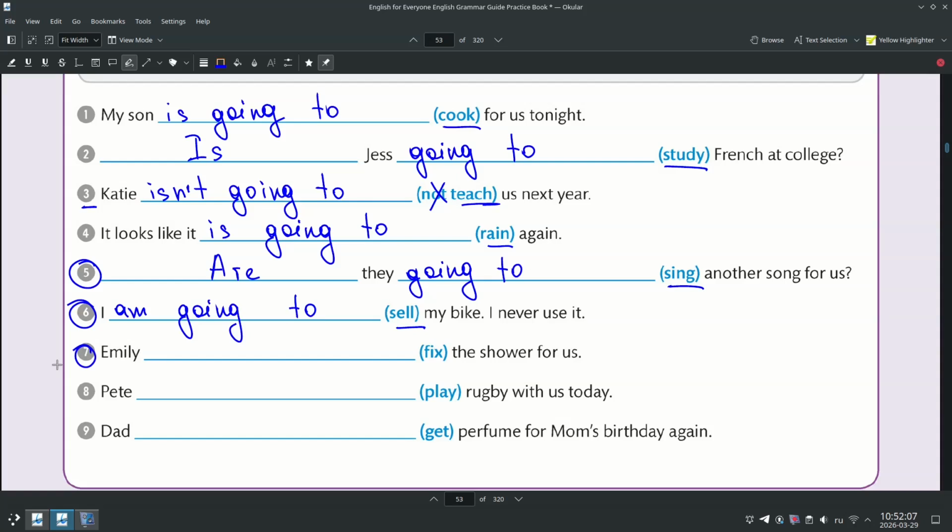Number 7. Emily fixed the shower for us. Emily is going to fix the shower for us. Number 8. Pete is going to play rugby with us today. Number 9. Dad is going to get perfume for Mom's birthday again. Is going to get perfume for Mom's birthday again.